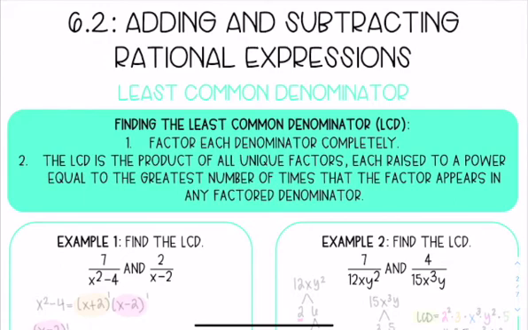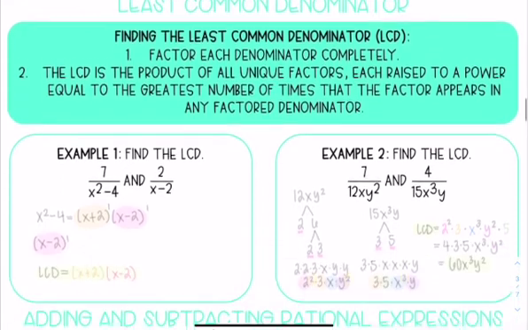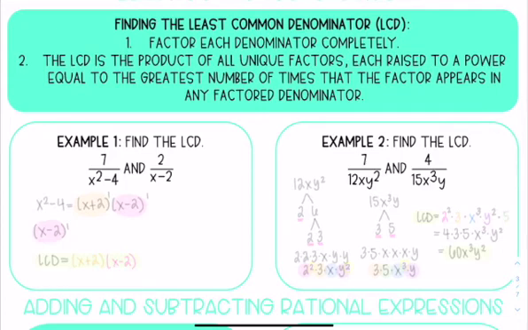So let's go ahead and find the LCD of example number 1. We have x squared minus 4 on the bottom, and we have x minus 2 on the bottom. So the first thing we need to do is factor x squared minus 4. And this is going to factor as x plus 2, x minus 2. And then we have x minus 2 as our other denominator, and we can't do anything with this.